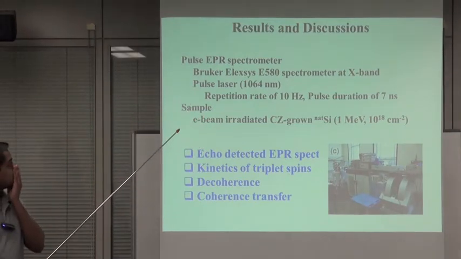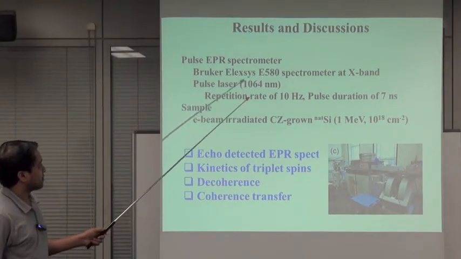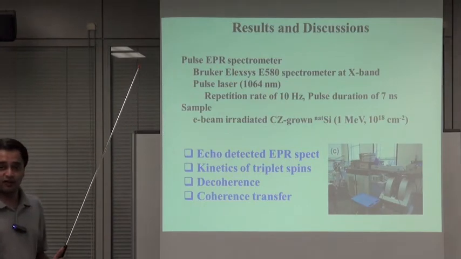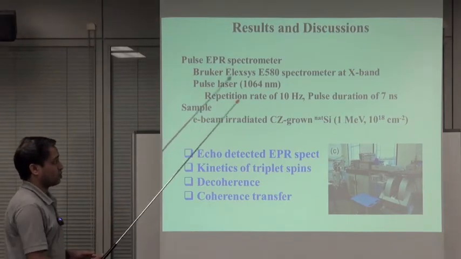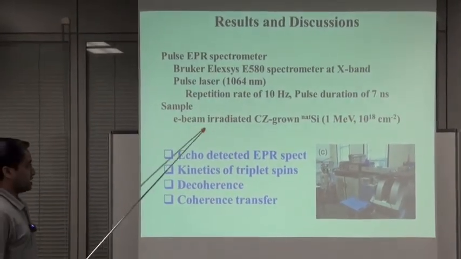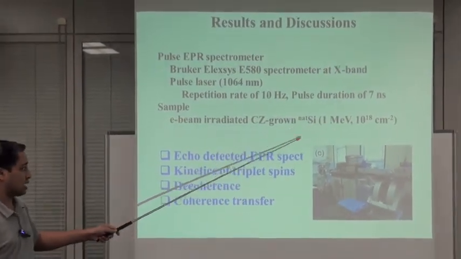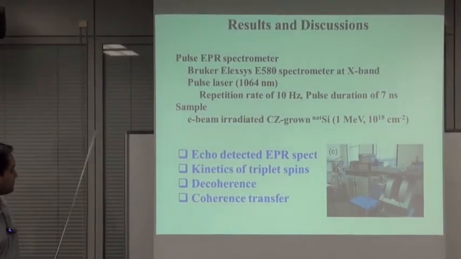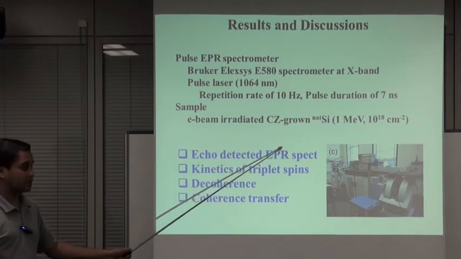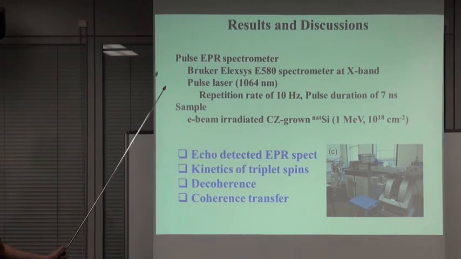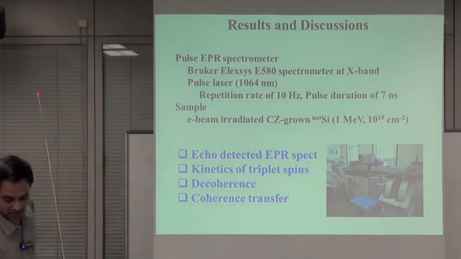The results and discussion is that this is basically a pulse EPR study of the triplets, which has been done in a Bruker spectrometer. For photoexcitation we use a pulsed laser of 1064 nanometer wavelength, and the sample was a CZ grown natural silicon sample, which was irradiated with a 1 mega electron volt electron beam at a dose of 10 to the power 8 per centimeter square. To begin with, I will give the echo-detected EPR spectrum, then try to figure out the decay kinetics of these triplet spins, and then subsequently show you the coherent transfer experiments.